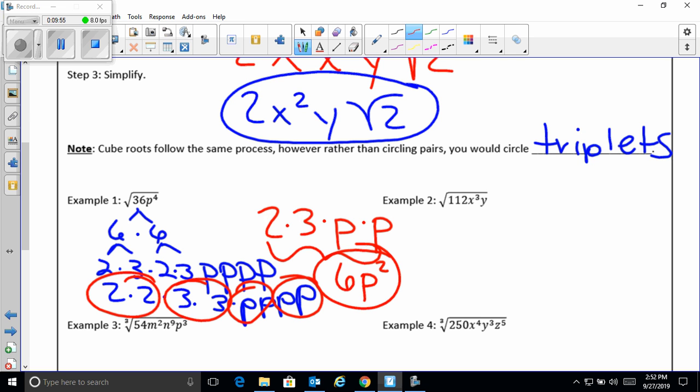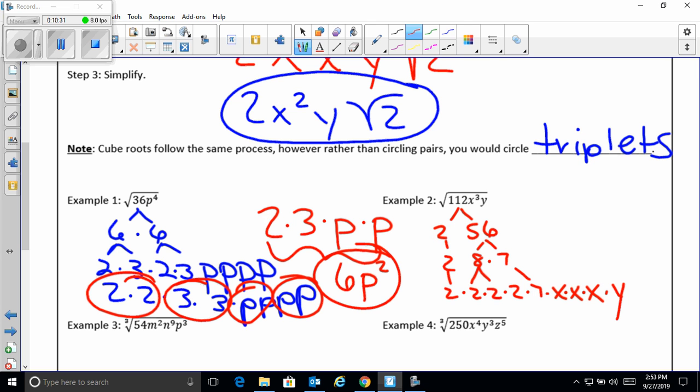Example 2, 112. Well, it's even, so I know 2 goes into it. So 2 times 56, and then bring 2 down, and 56 is 8 and 7. And then break that 8. By now, I've done 8 so many times, I know it's 2 times 2 times 2. And then my 7. x to the third, 3 x's: 1, 2, 3. And y to the first, which is 1.